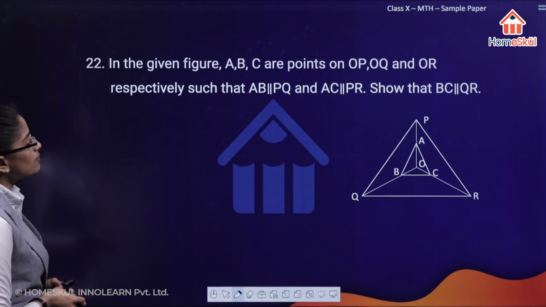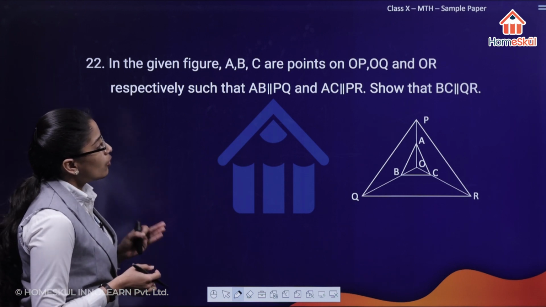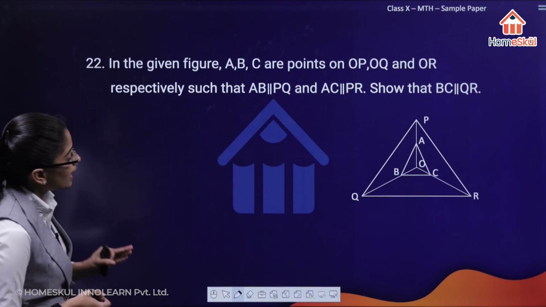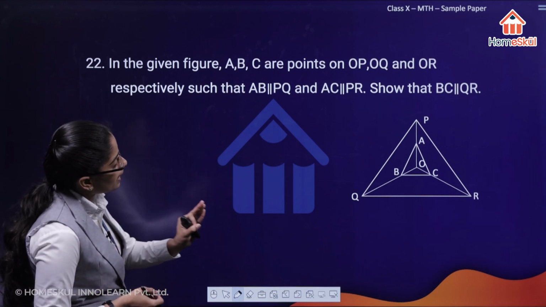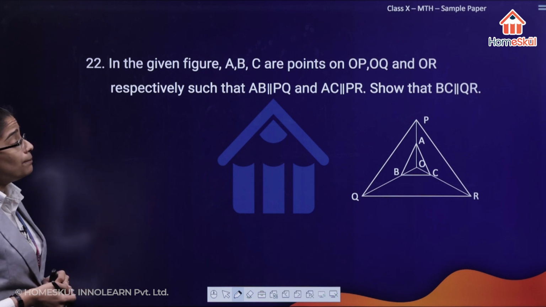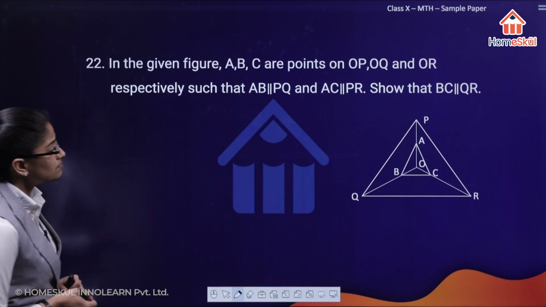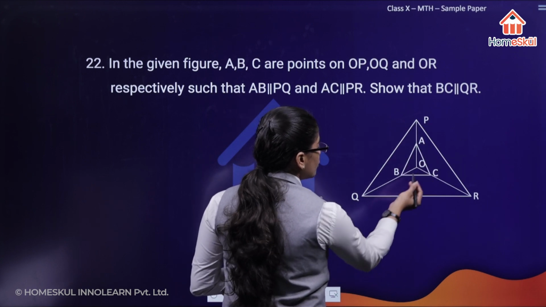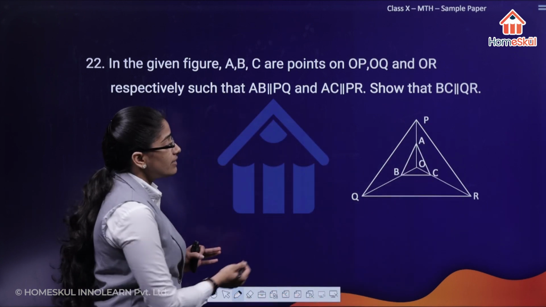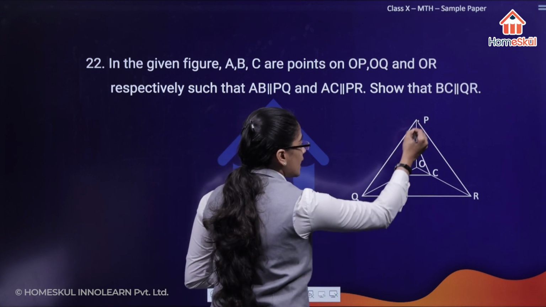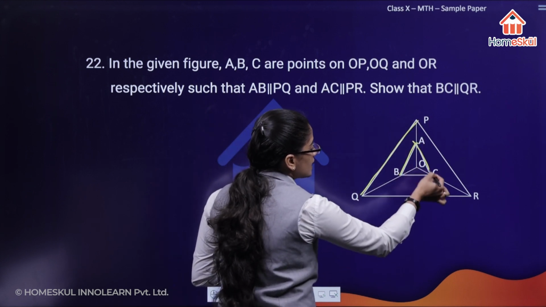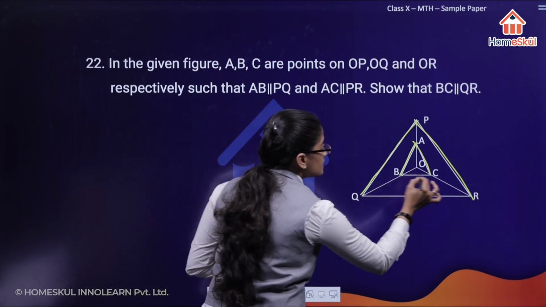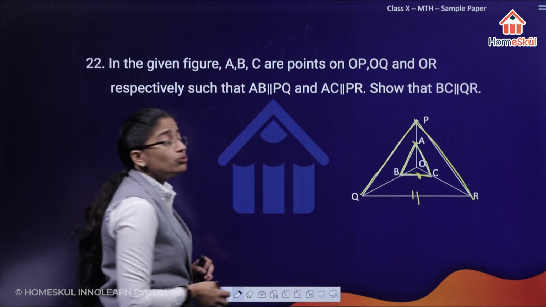In the given figure, A, B, C are points on OP, OQ, OR respectively such that AB is parallel to PQ, AC is parallel to PR. Show that BC is parallel to QR. Okay. So here A, B, C are points on OP, OQ and OR respectively. It is given that AB is parallel to PQ and AC is parallel to PR. We need to prove BC is parallel to QR.